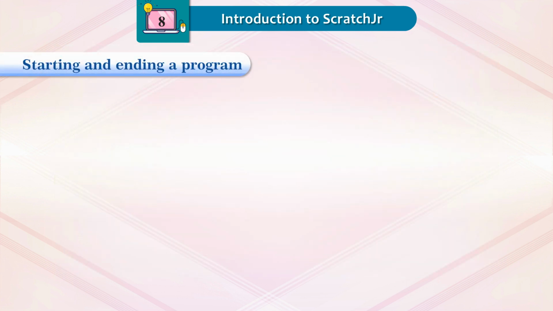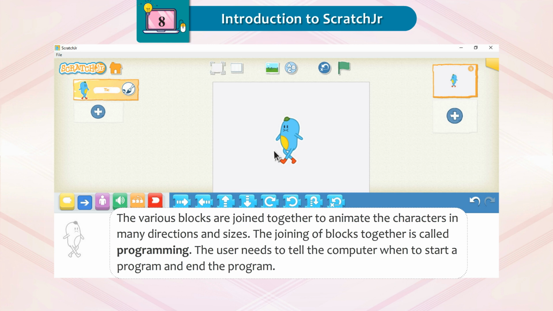Starting and ending a program. The various blocks are joined together to animate the characters in many directions and sizes. The joining of blocks together is called programming. The user needs to tell the computer when to start a program and end the program.